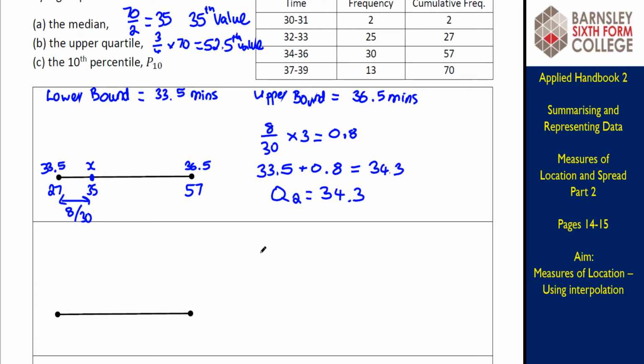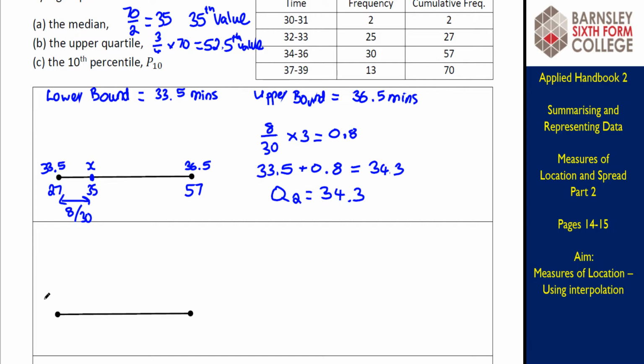So this method is very similar to what we just did before, but if you prefer subbing things into formulae, then this way might work better for you. So the 52.5 value, it's not in the first row, it's not in the second row, it's going to be in this third row because that takes you up to the 57th value, and we're starting at the 27th value in this category here. So you know it's going to be this one that we're looking at.